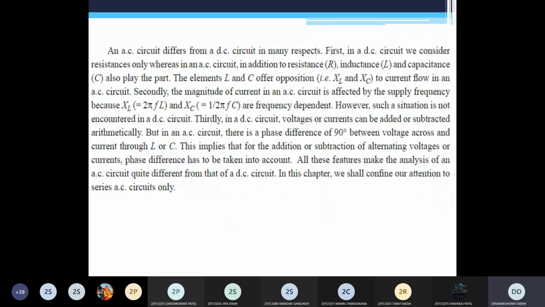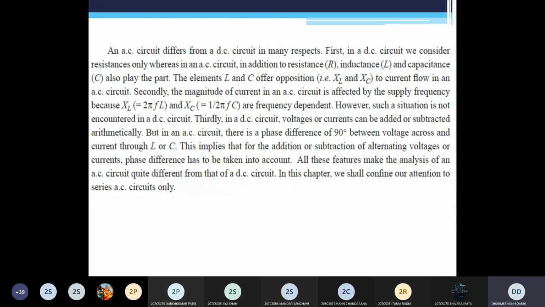But in the AC circuit, because XL and XC depend upon frequency, the current will be affected as you change the value of frequency. That situation does not happen in the DC circuit. The third one is that in the DC circuit you can add voltage and current directly, arithmetically. But in the AC circuit it is not possible. It is easy to add voltage and current if the circuit is only resistive. But if the circuit is inductive or capacitive or a combination, then voltage and current are not in phase with each other.